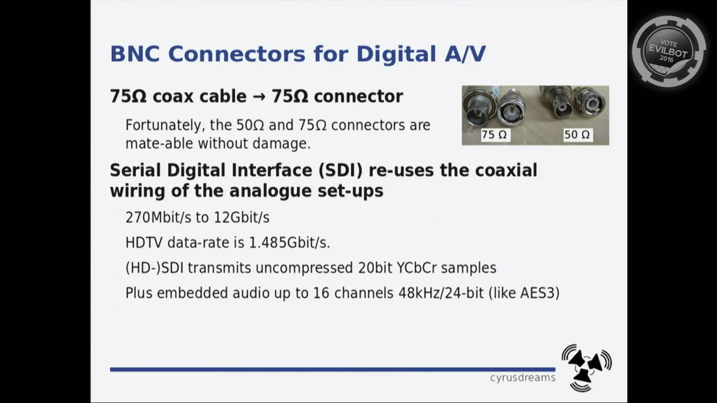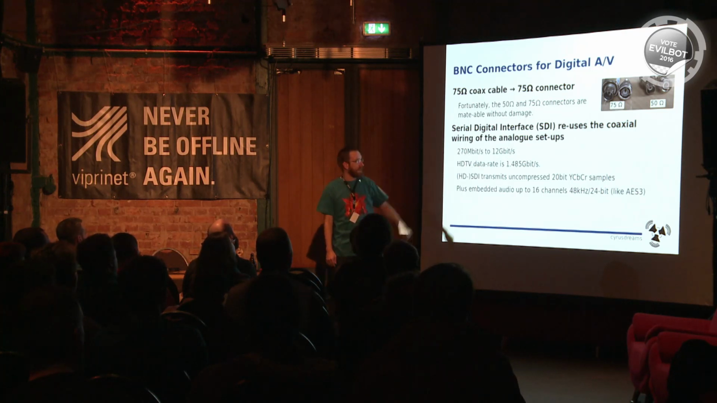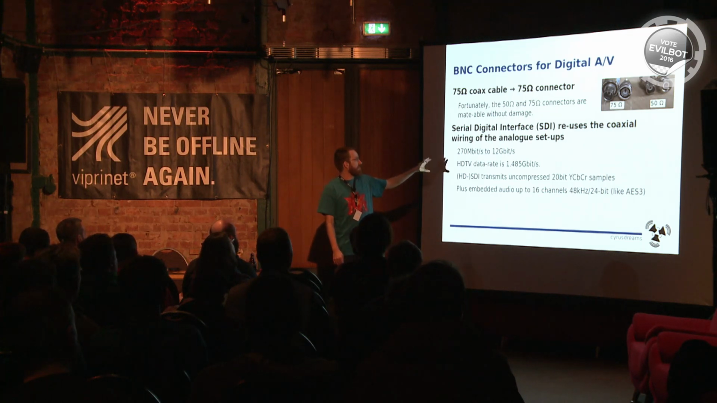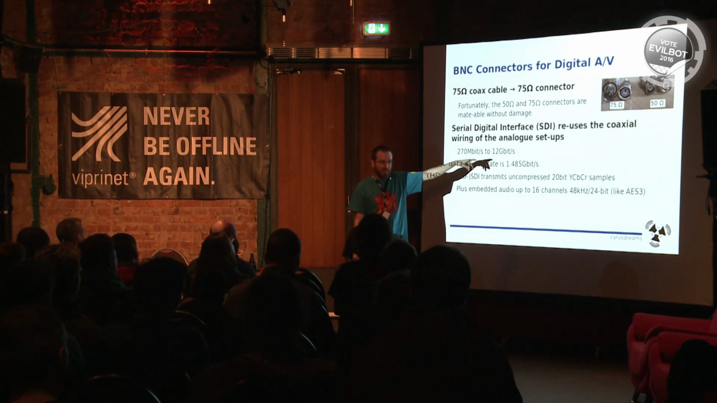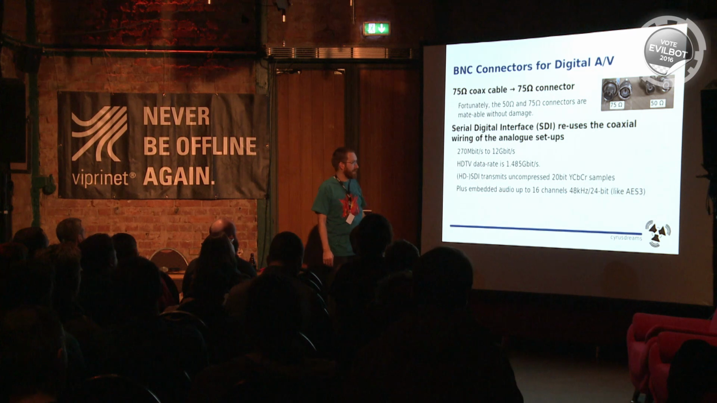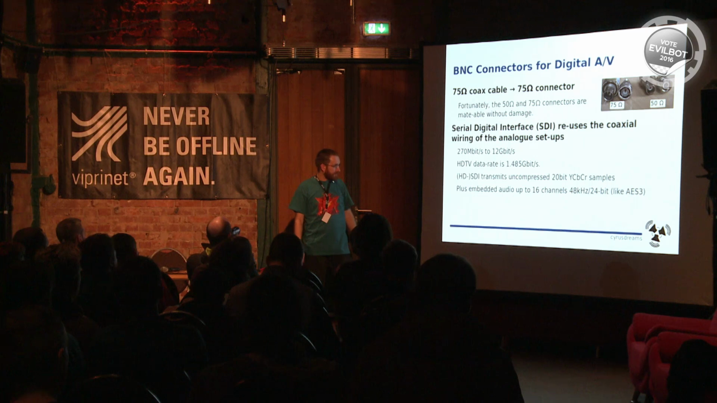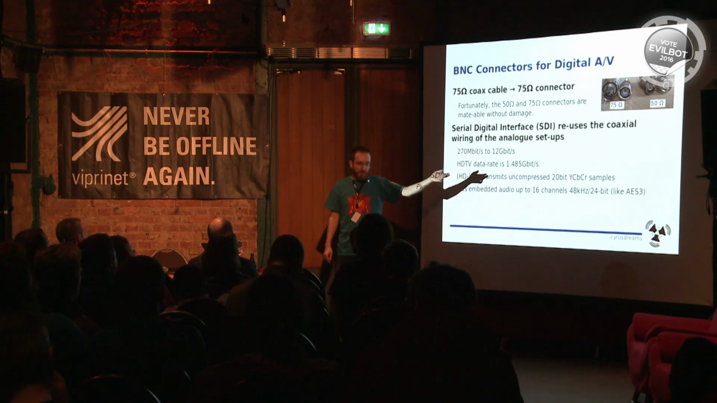And for video also, there was this transition to digital. And they did the same thing as with audio. They reused the cables. So the SDI, serial digital interface, uses 75 ohm coaxial cable that we have running around here at Revision. And this can transfer 270 megabits up to 12 gigabits, which would translate to several gigahertz of bandwidth on the cable. And the HDTV data rate actually is 1.5 gigabit per second. And that SDI interface is transmitting uncompressed 20-bit component information on this SDI cable.